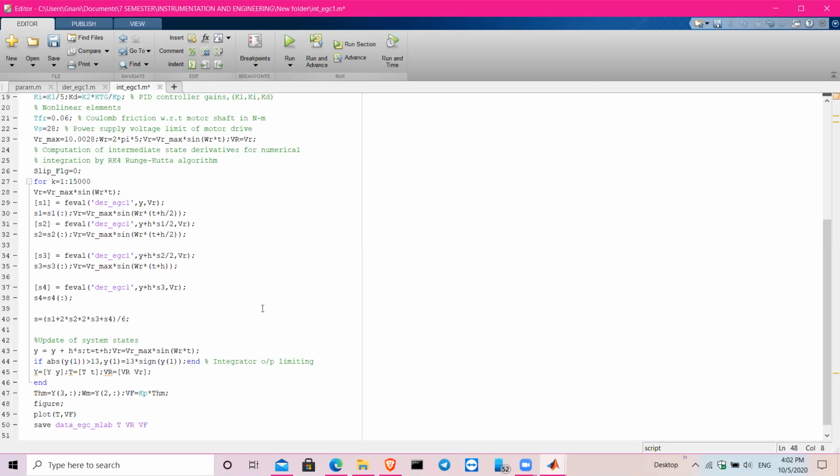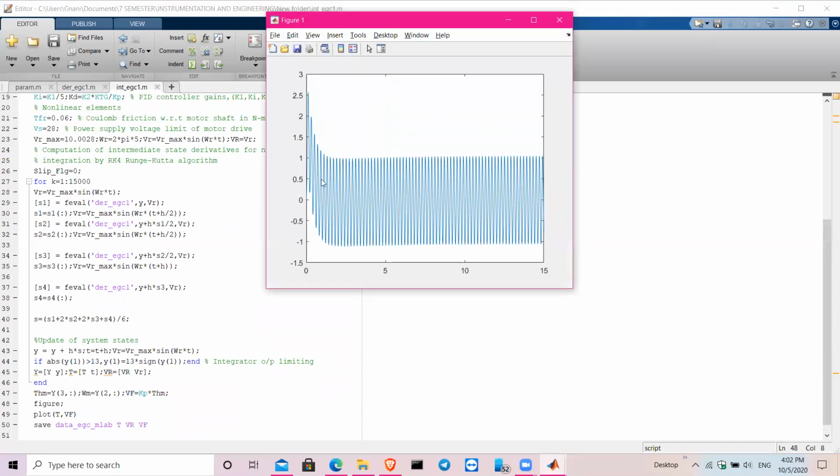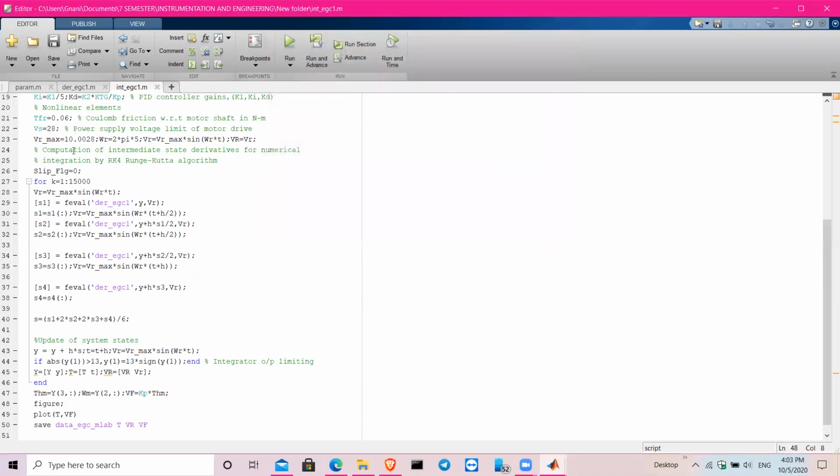Like this, sir? Yeah. Sir, I took omega r equal to 2 pi. No problem. This one, VR max is 10% only you have to do. VR max is 10%. Yeah. Now you check it. Yes, sir, I'm checking.